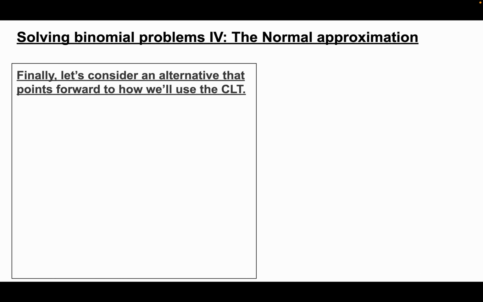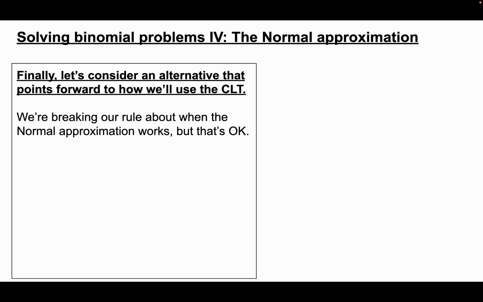So finally, let's take a look at the normal approximation. This gives us an alternative that points forward to how we'll use the central limit theorem generally, which is we'll use the normal probability density function. We're going to break our rule here about when the normal approximation works, and you'll see that it's not a very exact approximation, but that's okay. If we tell you that you're allowed to use it on a particular problem on a homework, say, or a quiz, you're allowed to use it.